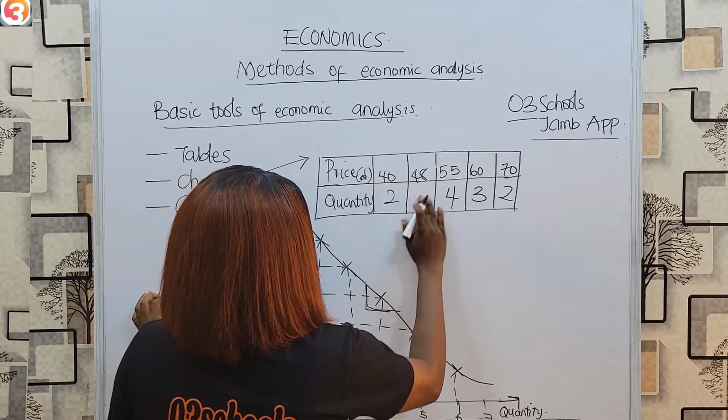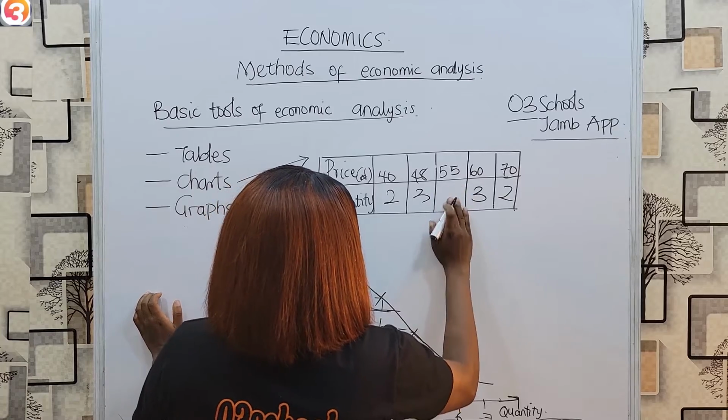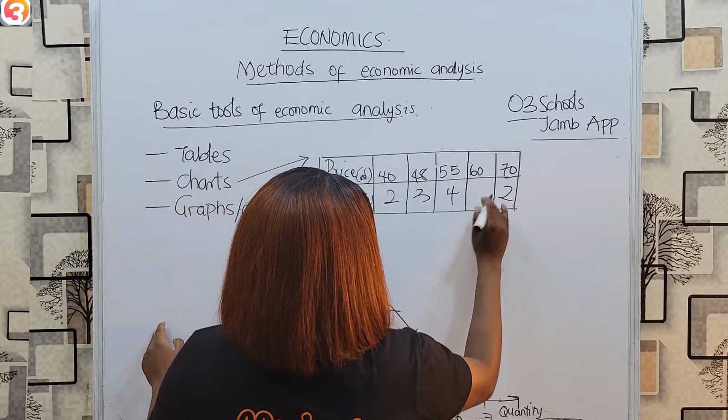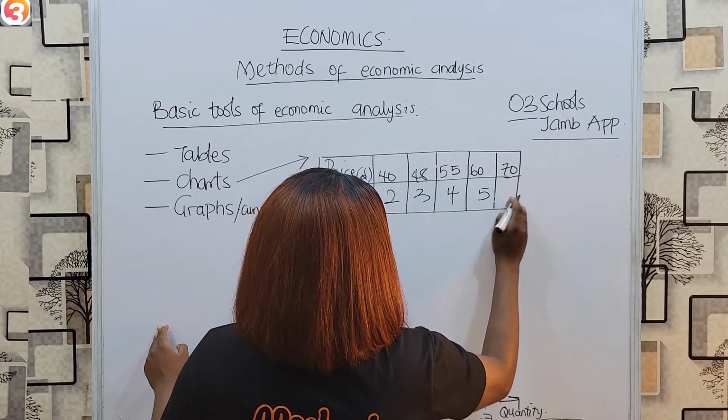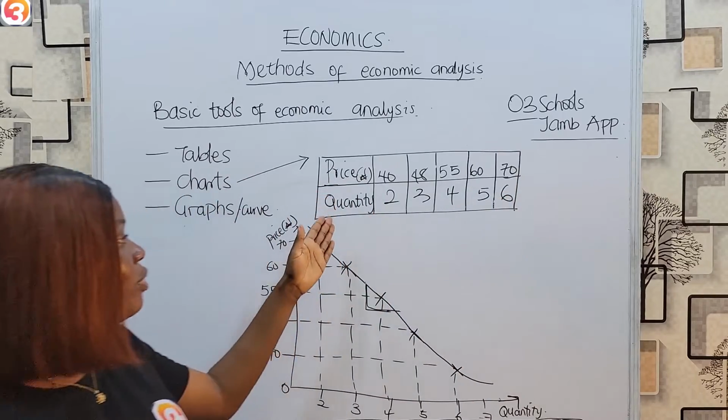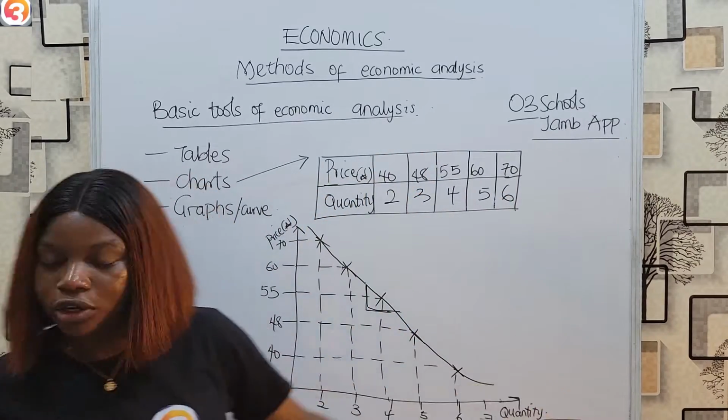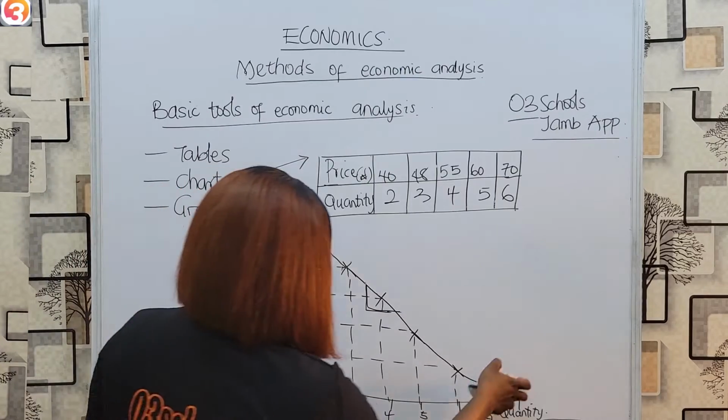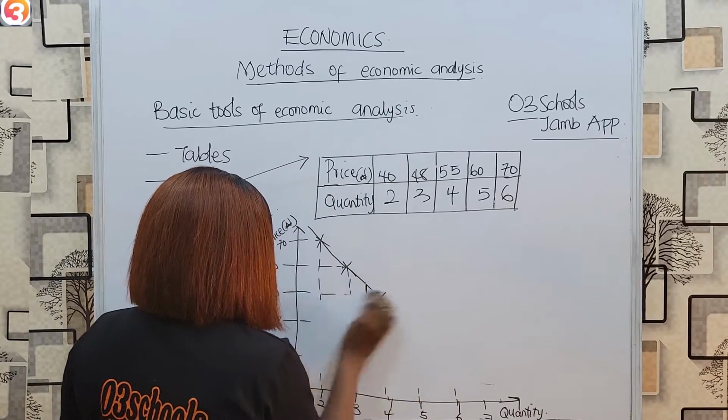For example, in a case whereby we have, let's rearrange it, let's say 2, 3, 4, 5, 6. In this case now, as price is increasing, quantity is also increasing. Now let's take a look at what our graph will look like in this case.